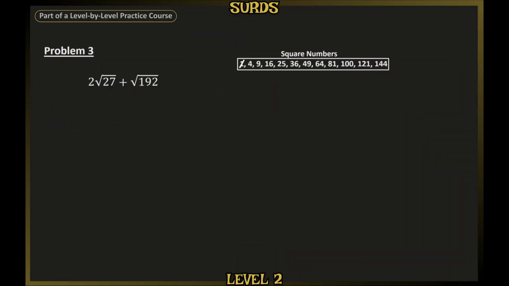In problem 3, we're simplifying 2 root 27 plus the square root of 192. Now again here, to collect these two together, we need their surd parts to be the same, and we can achieve this by simplifying. So starting with the smaller surd, which is the square root of 27, we can check our list of square numbers and see that 27 can be divided by 9, because 9 times 3 is 27.